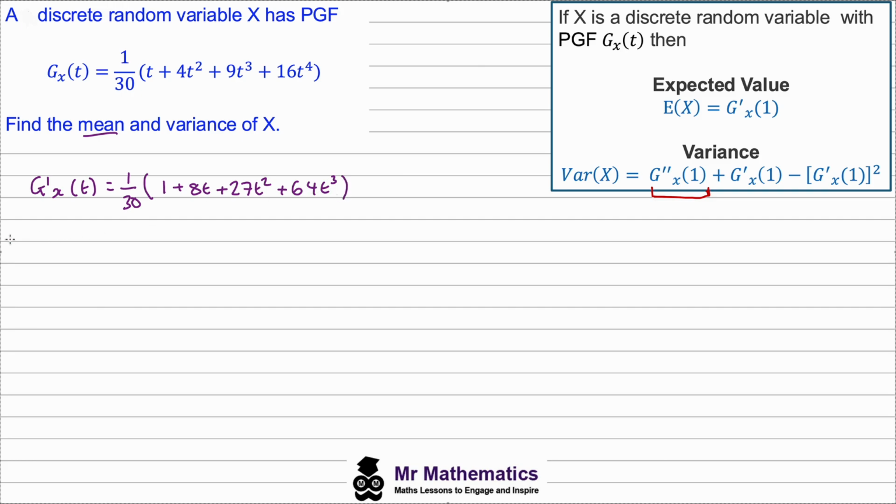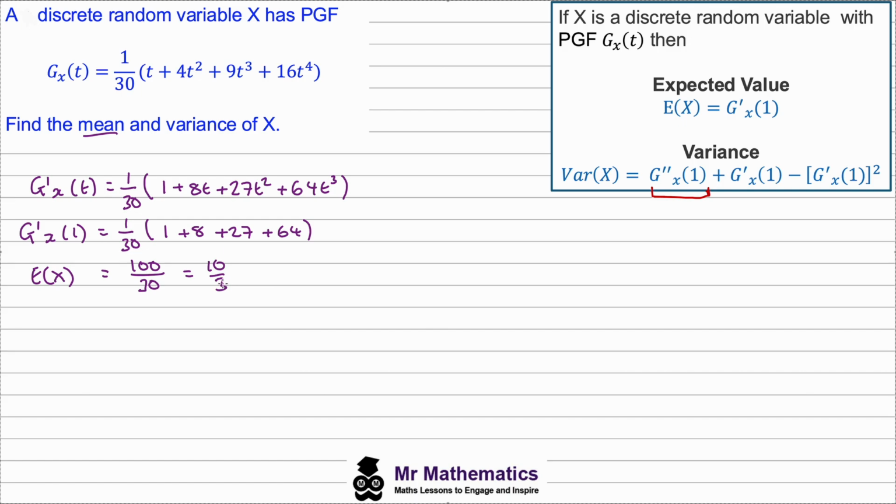So then to find the expected value of x, we need to let t equal 1. So now we'll have 1/30th. We'll have 1, 8 times 1, 27 times 1 squared, and 64 times 1. We'll add up each of these, and we'll get 100. So the mean, or the expected value of x, will be 100 over 30, or 10 over 3. Okay? So this is our expected value.